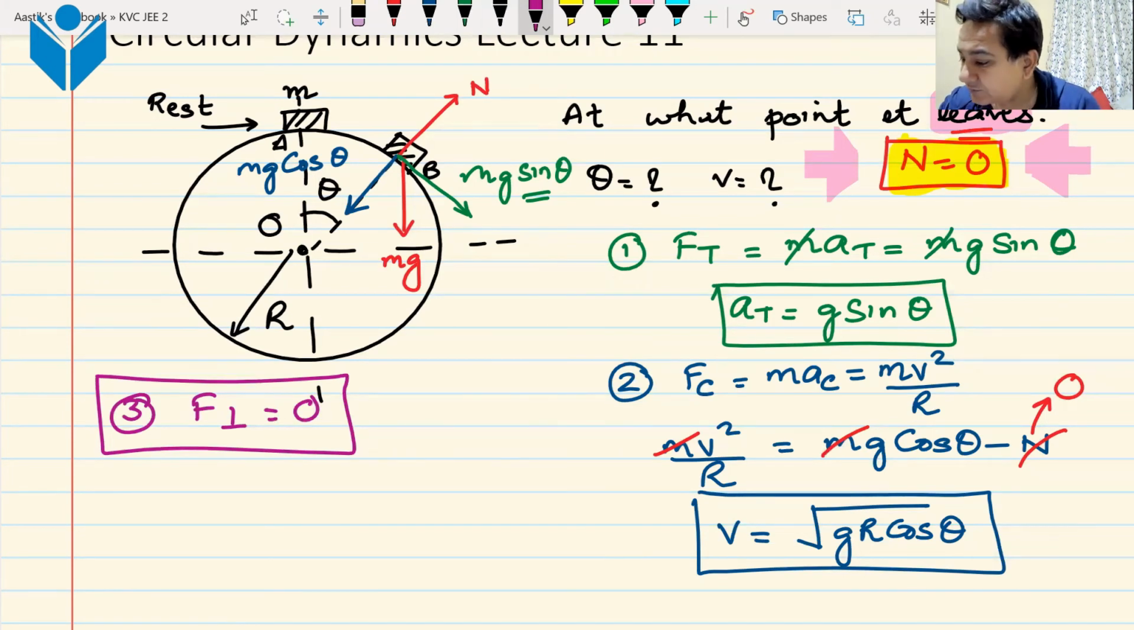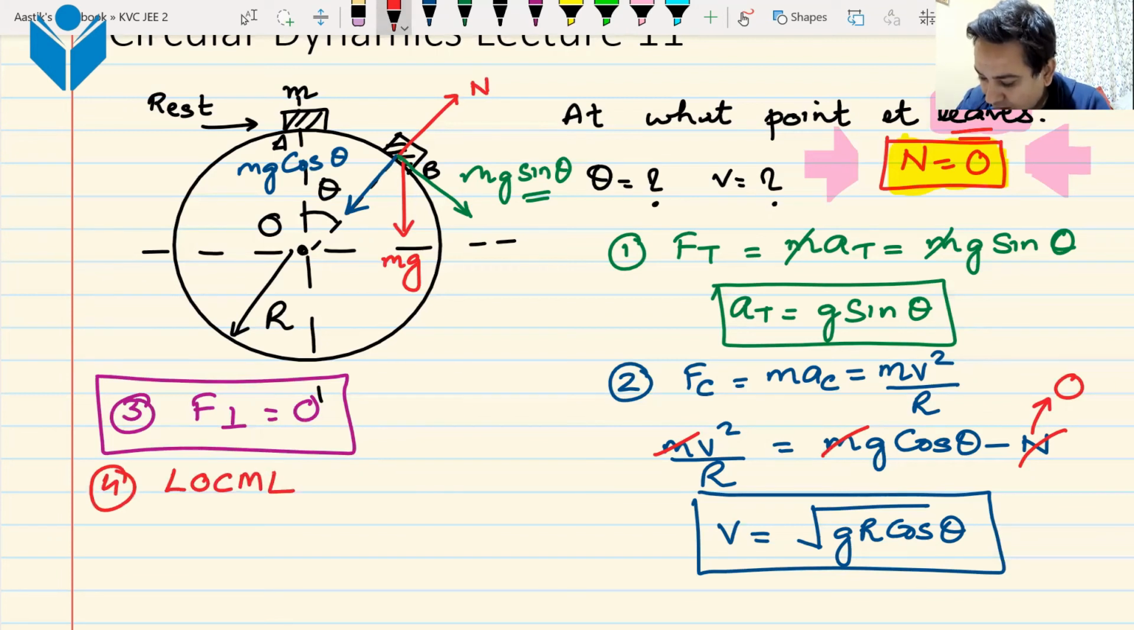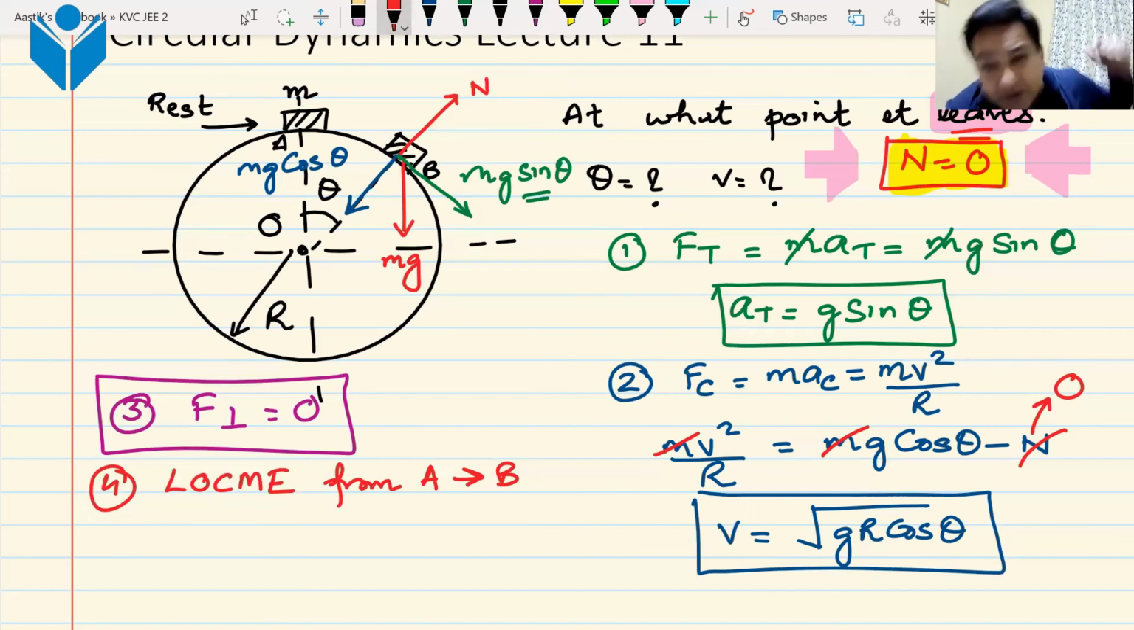No one has any idea. Step number 4: the block displaces by L distance. I will apply the law of conservation of mechanical energy from point A to point B. And when I apply it, I will make the exact similar equation that I had made in the previous case. From there also I can get the value of v.